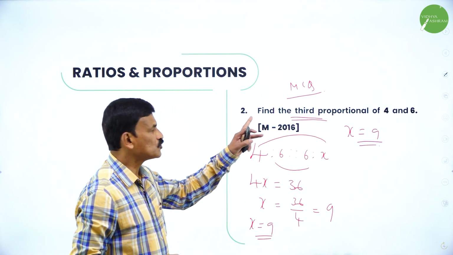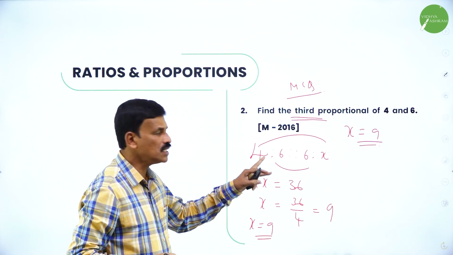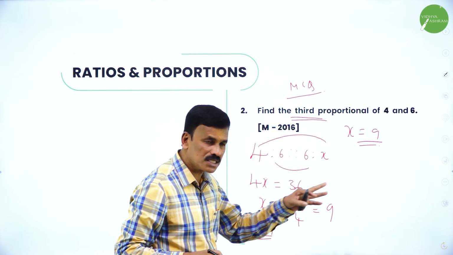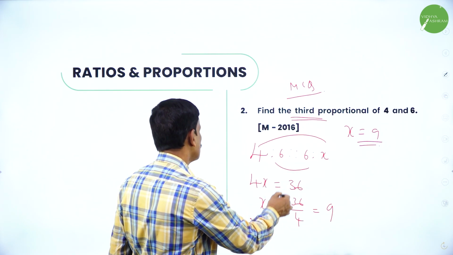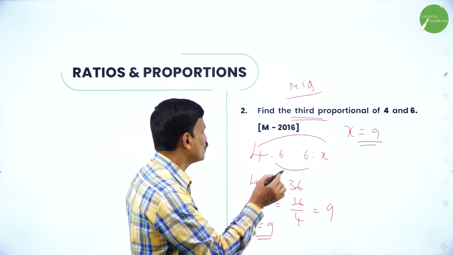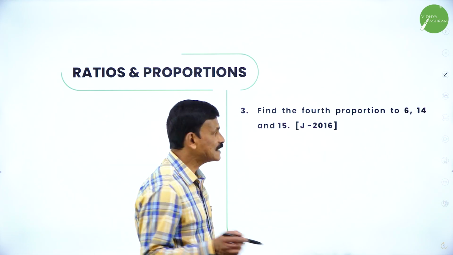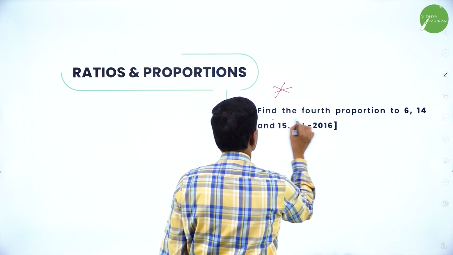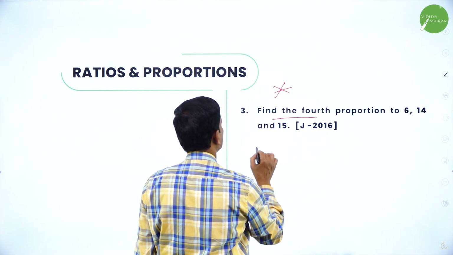So very simple. To find the third proportional of 4 and 6, 4 is to 6 is to 6 is to x. So therefore 4 into x is equal to 6 into 6. x is equal to 36 divided by 4, that is equal to 9. So the third proportional of 4 and 6 is 9. That's it. Now move on to the next problem. This is also an important MCQ. Find the fourth proportion to 6, 14 and 15.